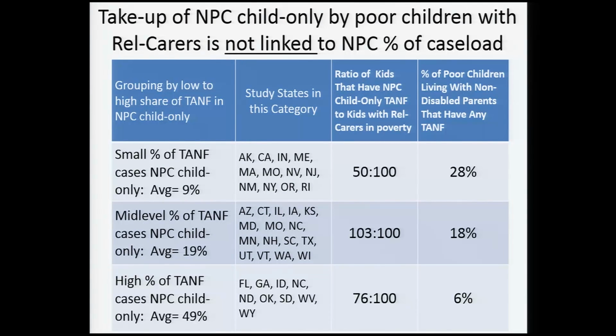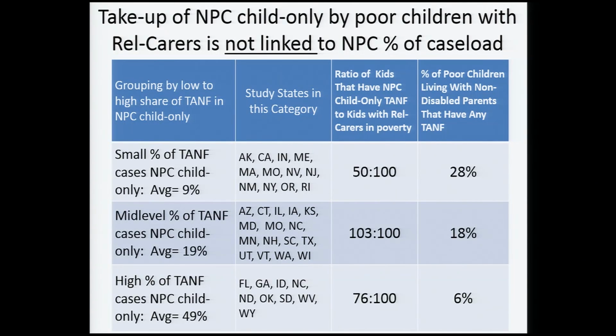In the second row, the size of the children in non-parent caregiver households is larger than the number of children in poverty non-parent caregiver homes. And in the third row, the ratio is about 76 to 100. The third row is the states where the coverage of children in parent-present households is extremely low. In those states, only 6% of children in impoverished parent-present households are enrolled in TANF.